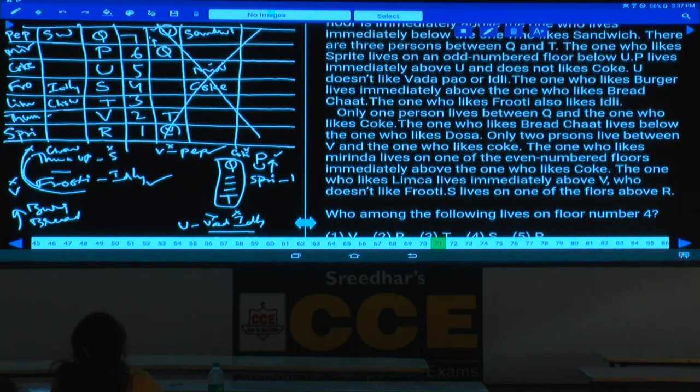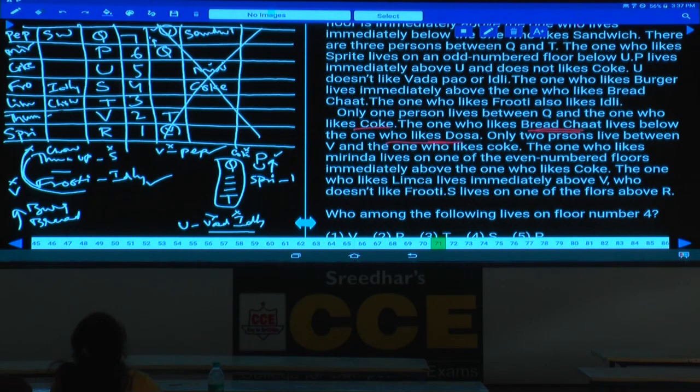Next one. Only one person lives between Q and the one who likes Coke. The one who likes bread chaat lives below the one who likes dosa. Is it not immediate? The word immediate is not given, and the one who likes bread chaat is below this dosa. As this is below dosa, dosa cannot be in 1 and 2 places, and as dosa cannot be in 1 and 2, I am coming back to this one.